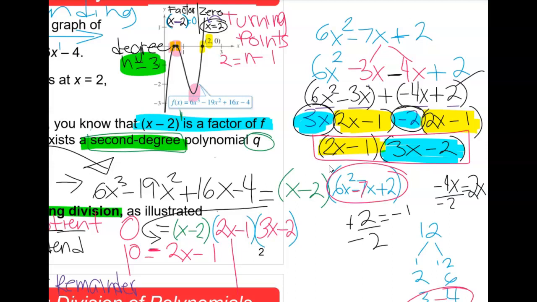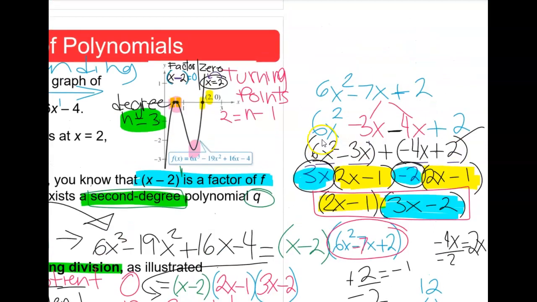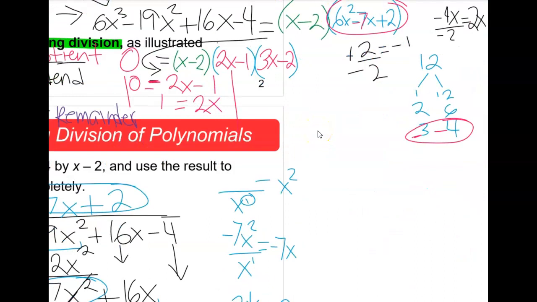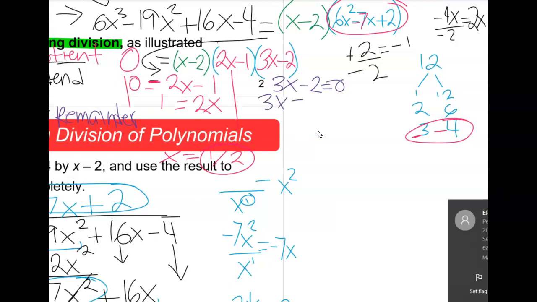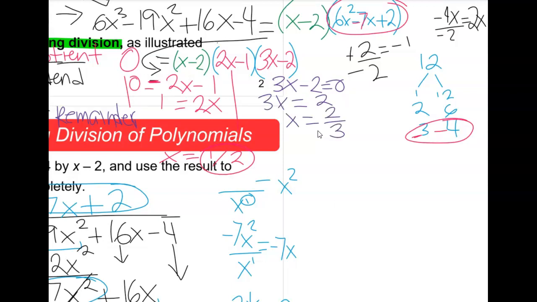So 2x will equal positive 1, and then to finally solve for x, x is equal to 1 over 2. So that would be our other 0. Now for this other factor here, 3x minus 2 equals 0. We have 3x is equal to positive 2, so therefore x will be 2 divided by 3. So now we have all of the zeros.